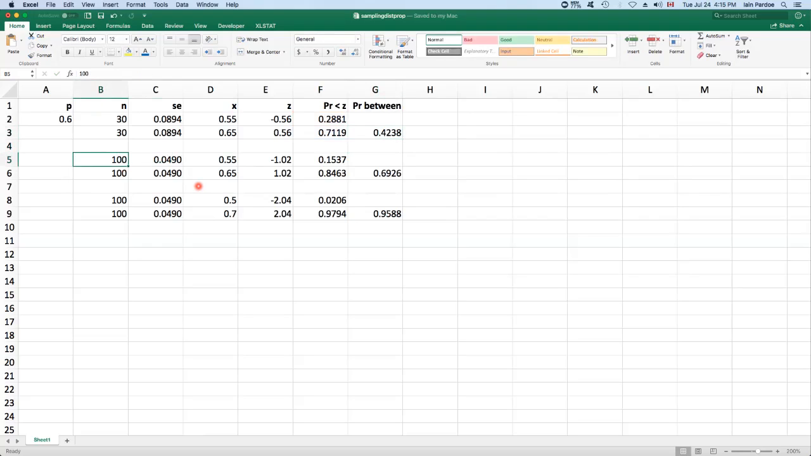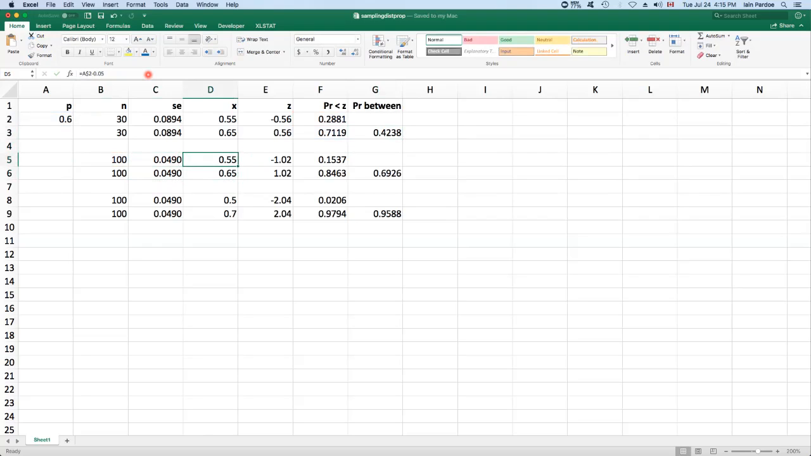What happens if we were to increase the sample size to 100? Well, the standard error becomes smaller because remember we divide by the sample size when we're calculating the standard error. So if the sample size goes up, the standard error goes down. We'll keep this interval fixed at 0.55 up to 0.65.